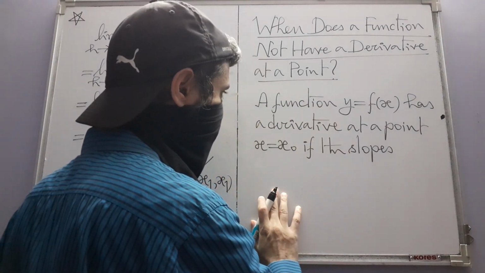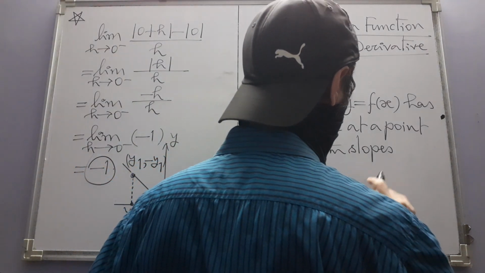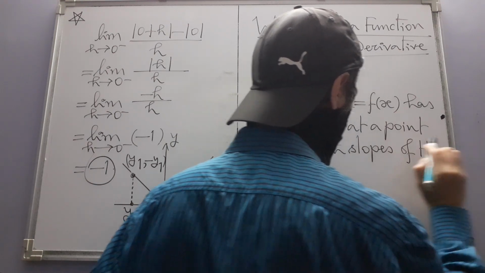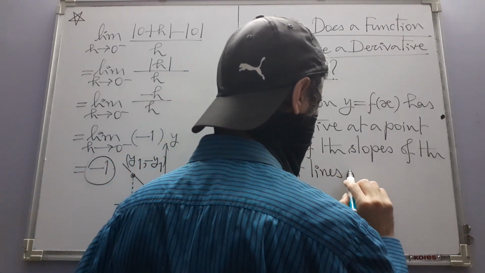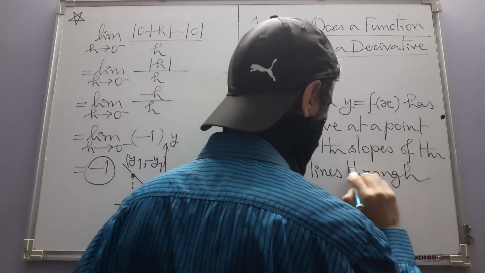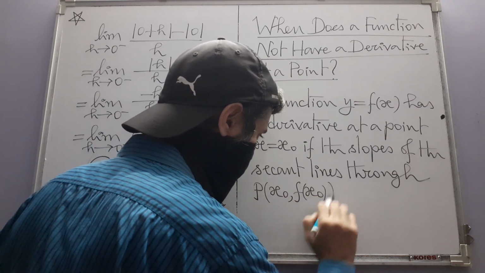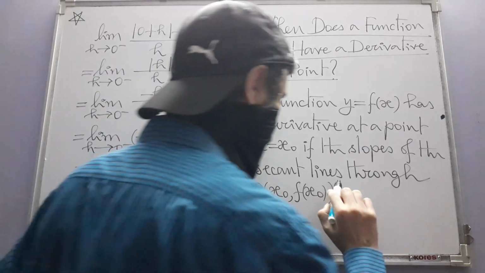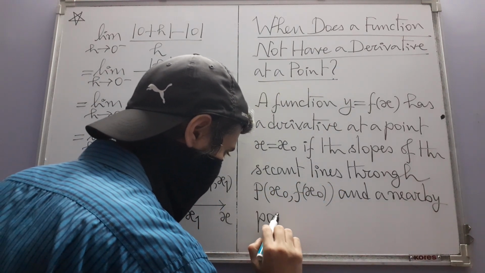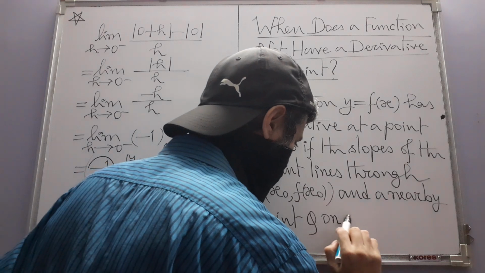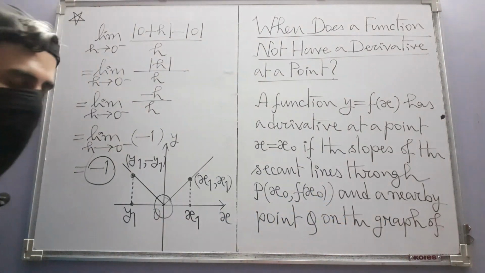So a function y equal to f of x has a derivative at a point x equal to x naught, of course in its domain, that need not be mentioned, if the slopes of the secant lines through the point P, whose coordinates are x naught comma f of x naught, and a nearby point Q on the graph of the function.